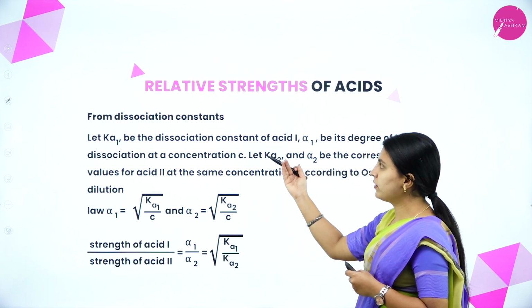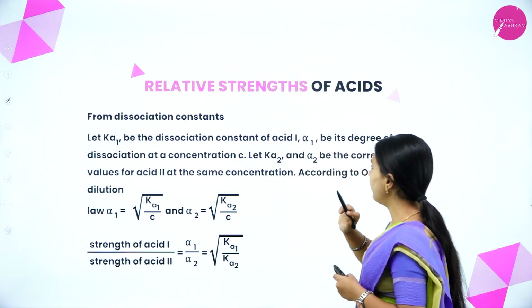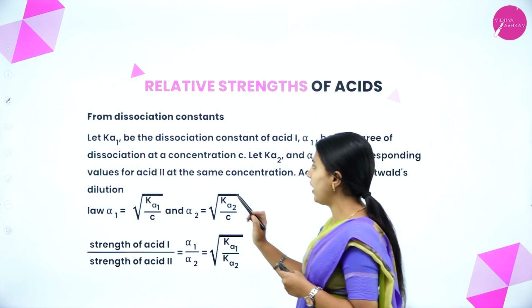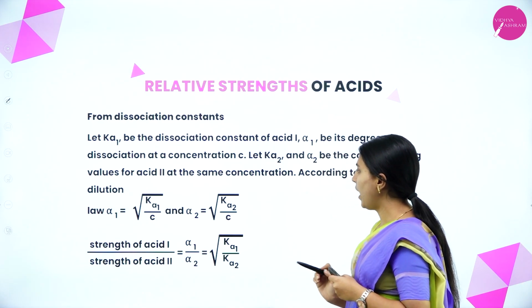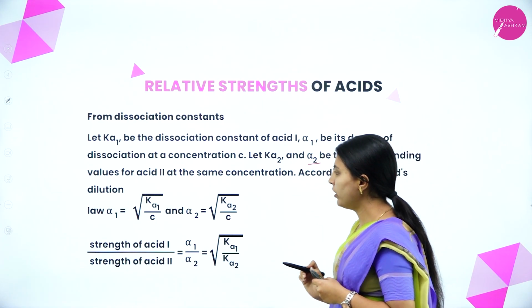How? From the dissociation constant: let Ka1 be the constant of acid 1 and alpha 1 be the degree of dissociation at a concentration C, and another one Ka2 and alpha 2. What have they done?